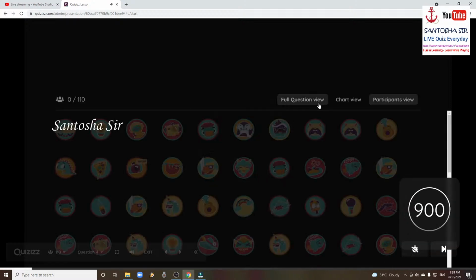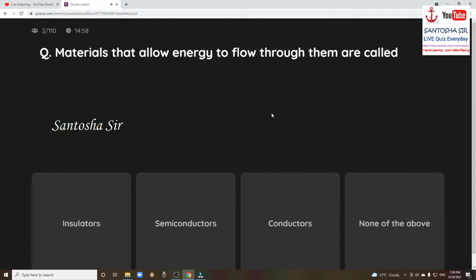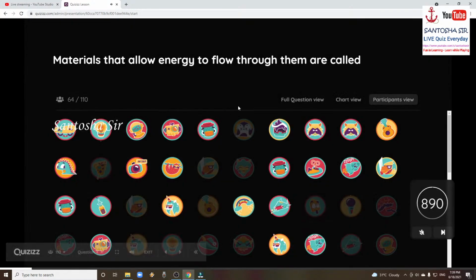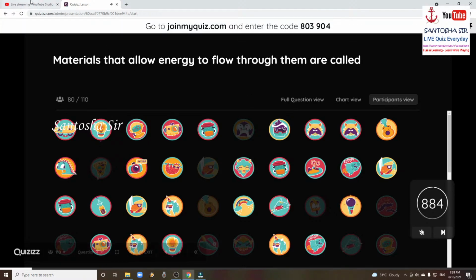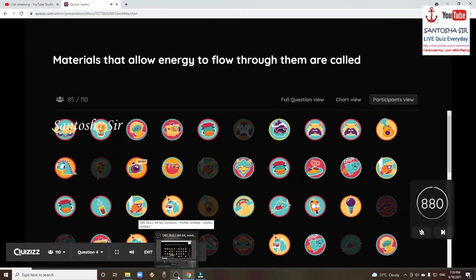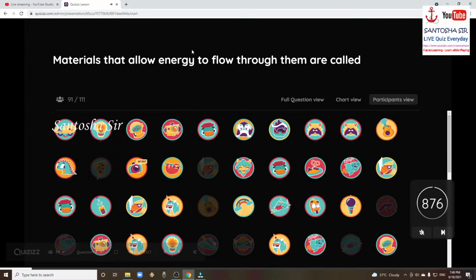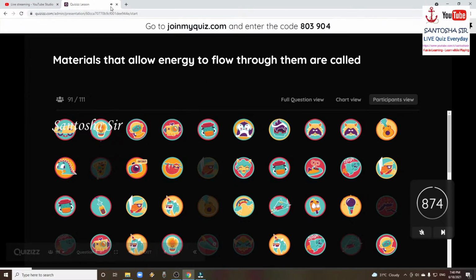Question number 4. Materials that allow energy to flow through them are called. Okay, something happened. Oh, why is it showing the time like this?